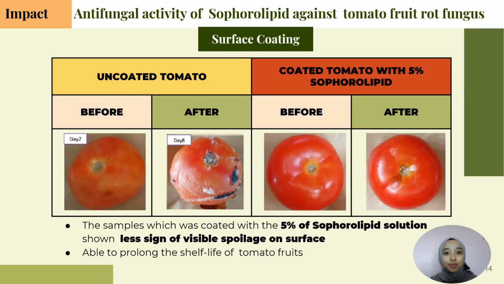So these are the results for the surface coating. We have the uncoated tomato and also the tomato coated with 5% sophorolipid. So we could see the result after the observation. We could see that the uncoated tomato showed more visible spoilage on the surface, while the coated tomato with 5% sophorolipid shows less sign of visible spoilage on the surface. So it shows that sophorolipid is able to prolong the shelf life of the tomato fruit.